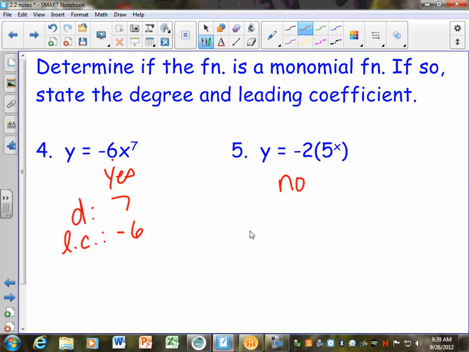If you still have a lot of questions on that, I would highly recommend looking at the beginning of section 2.2 in your book and looking at the examples and the words that they explain it with. Because that's why you have a book and you pay good money for it.